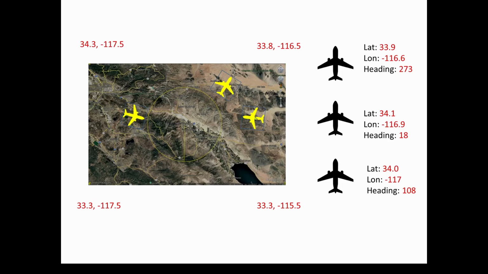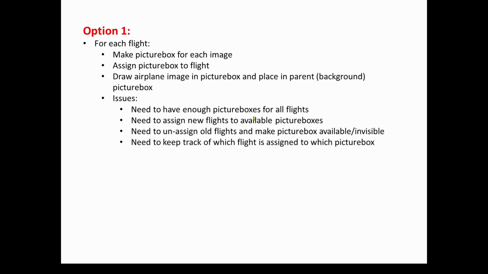This is before we even check with airplanes.live to find out what aircraft are available. Maybe I can have a whole bunch of picture boxes with a default image that's not rotated, and I can just have them waiting. And when I get an aircraft from airplanes.live, I can say, okay, I've already got a picture box with an image, and I just need to place that picture box and rotate the image, and I'm good to go.